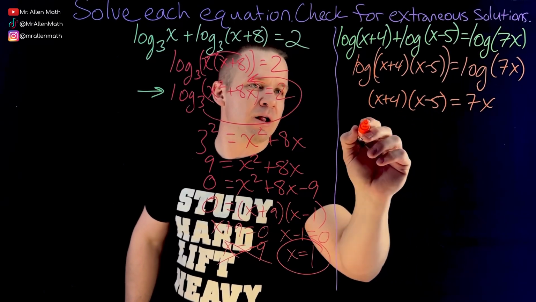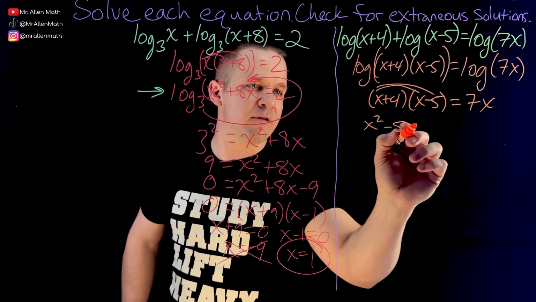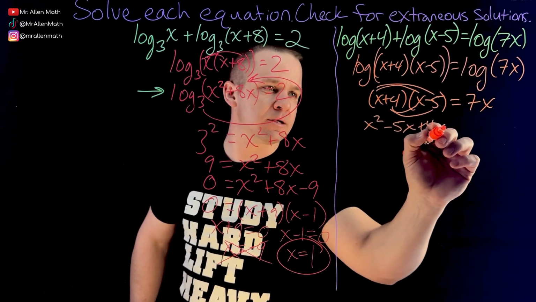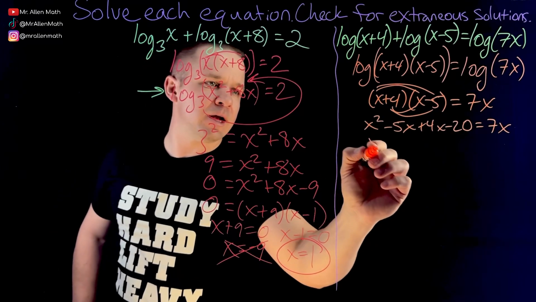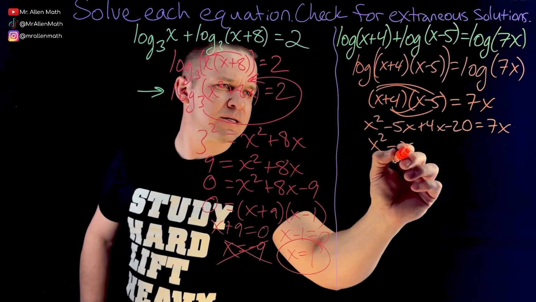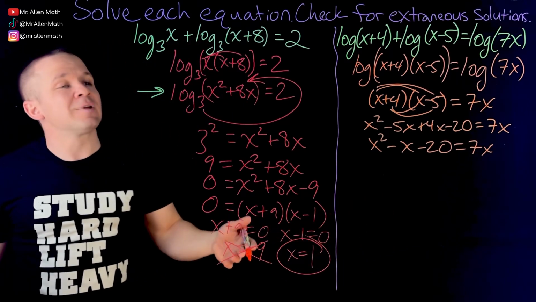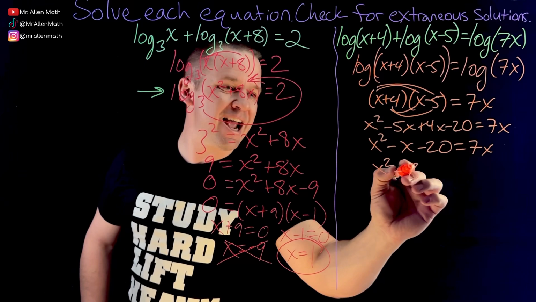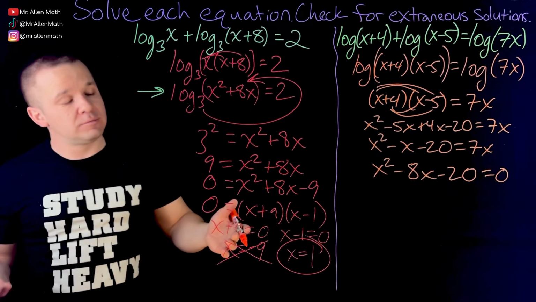Let's multiply this all out, FOIL it, whatever you want to say. X times x is x squared, then negative 5x. 4 times x is 4x, and 4 times negative 5 is negative 20. I'm going to clean that all up. I'll get x squared minus x minus 20 equals 7x. We've got a quadratic. Let's set this equal to 0. Subtract 7x. I get x squared minus 8x minus 20 equals 0, time to factor.